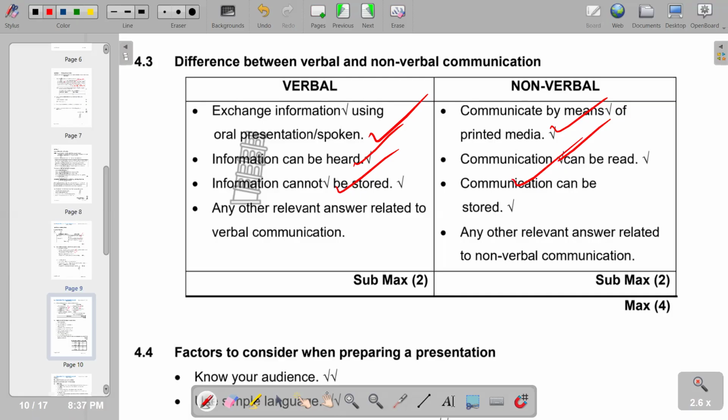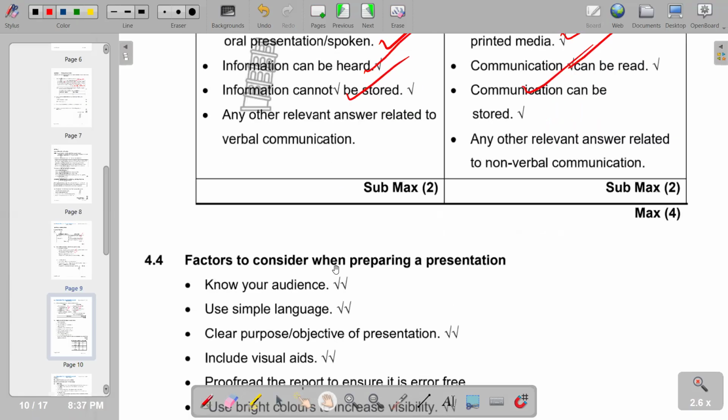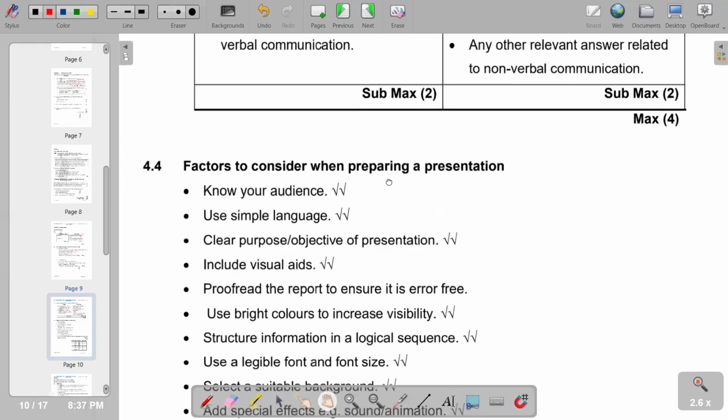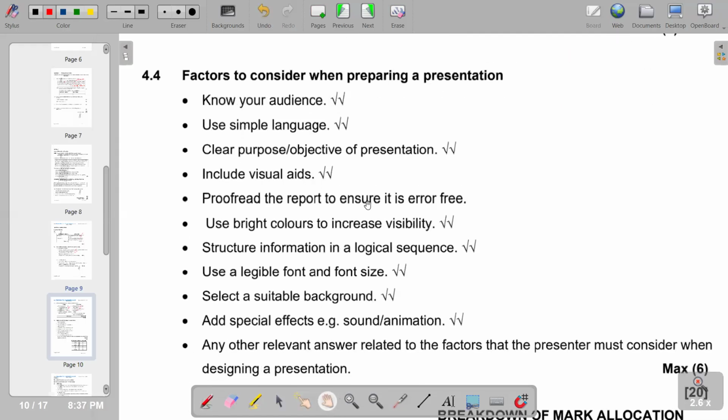Then on the next question, we have to come up with factors to consider when preparing a presentation. So these are the factors that have to be taken into consideration when preparing the presentation. Know your audience, use simple language, have a clear purpose or objective of the presentation, include visual aids, proofread the report to ensure it is error-free. We have other points that we can also include. So this marks the end of our question 4, and of course, we'll move on to the next question, which is going to be our question 5.